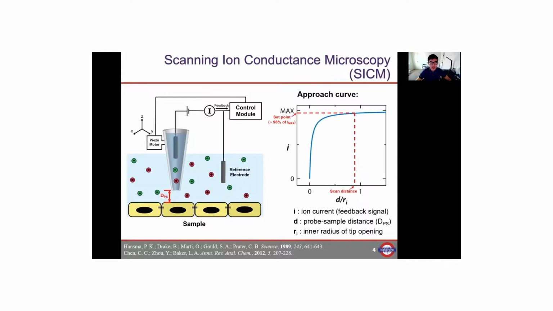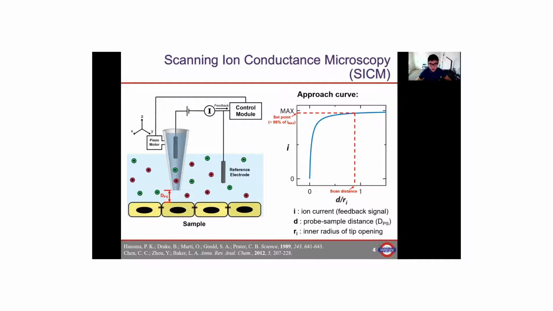To address these limitations, we use a technique called scanning ion conductance microscopy, SICM. In SICM, we utilize a nanopipette, which is back-inserted with a silver chloride electrode, with reference to another silver electrode immersed in the bath electrolyte. When this nanopipette is biased, it will generate an ion current when it is immersed in the bath electrolyte solution. When the nanopipette is brought very close to the sample surface, this ion current will drop greatly because of the obstruction of ion movement.